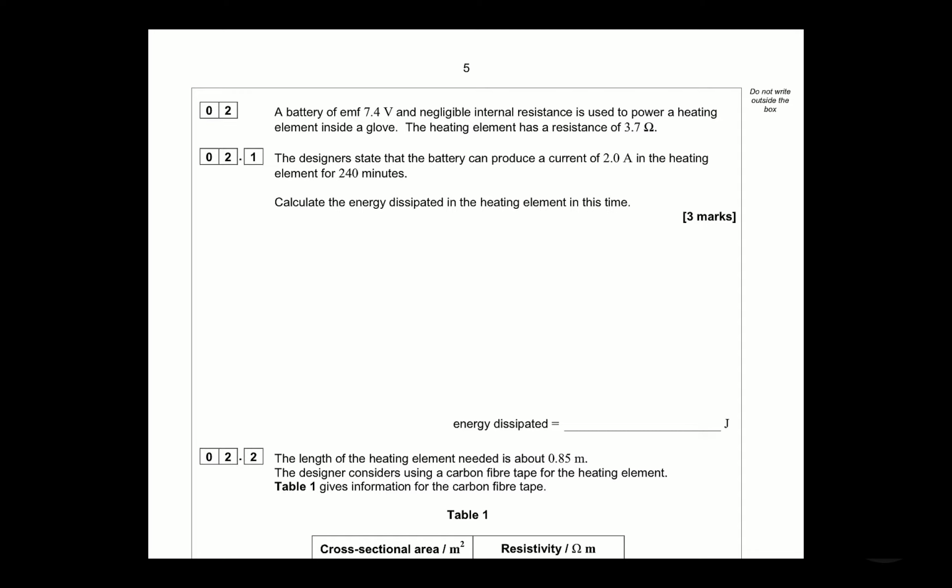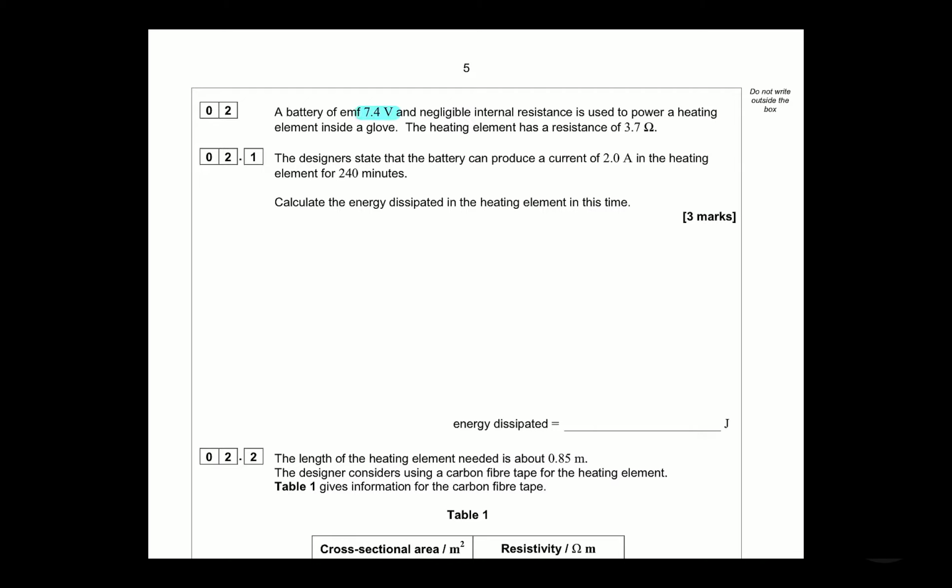All right, this is question 2 of the 2019 AS Physics Paper 1 from AQA. Again, my class did this as a mock, so this is so that they can see how they should have done this, or how they could have approached these questions.